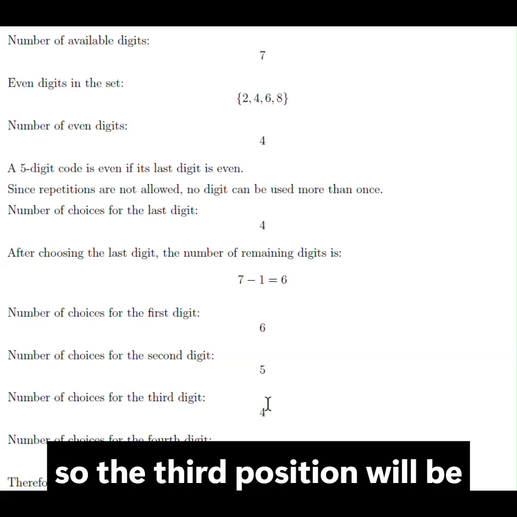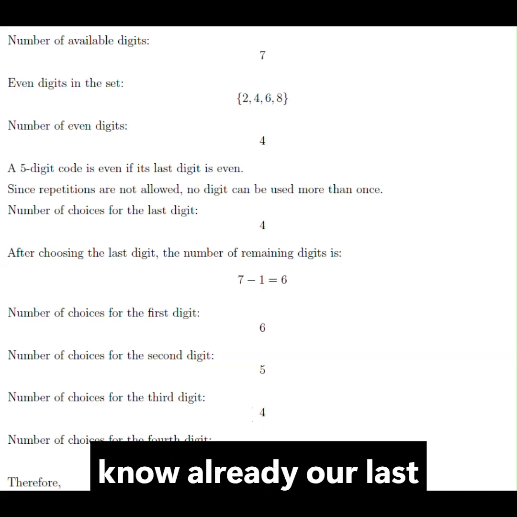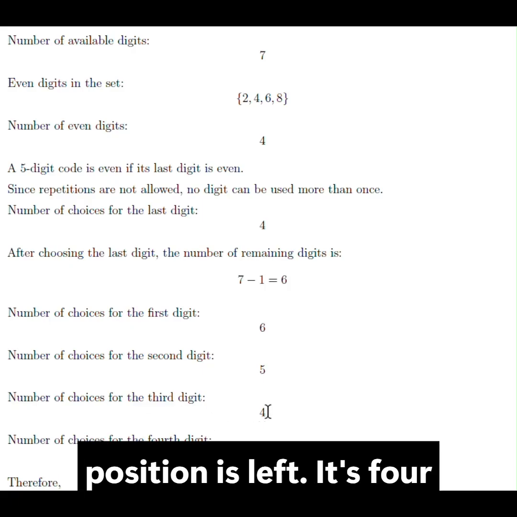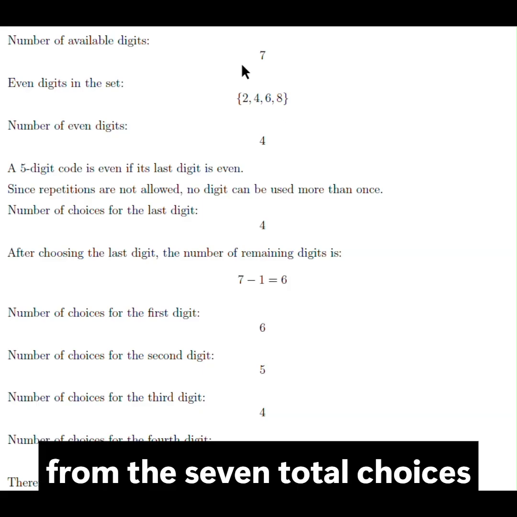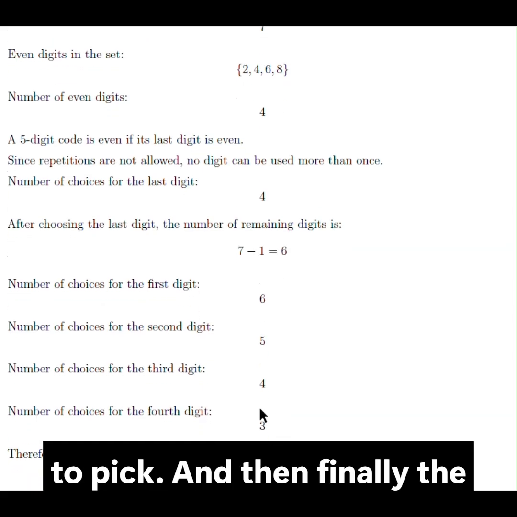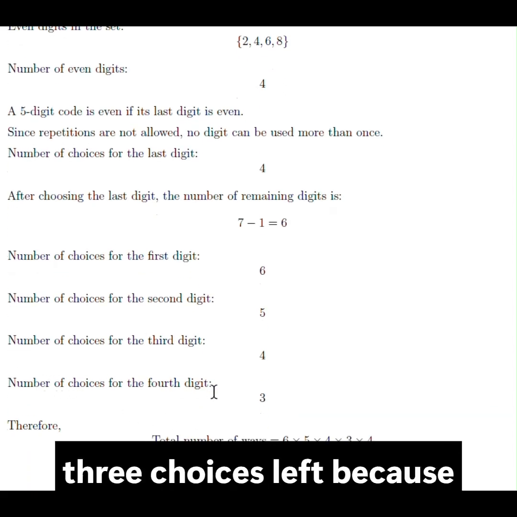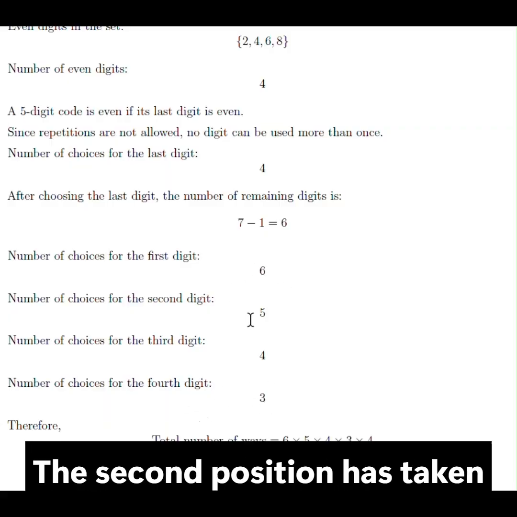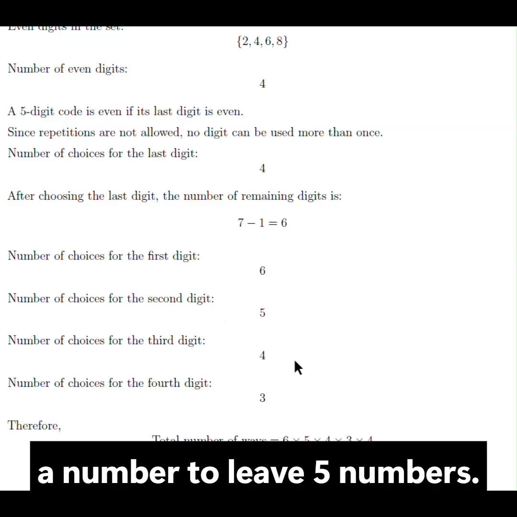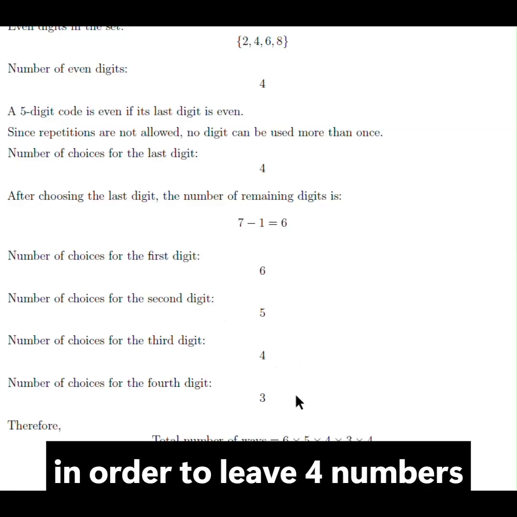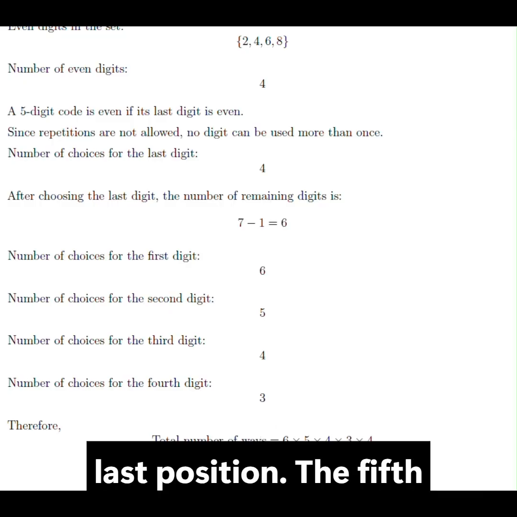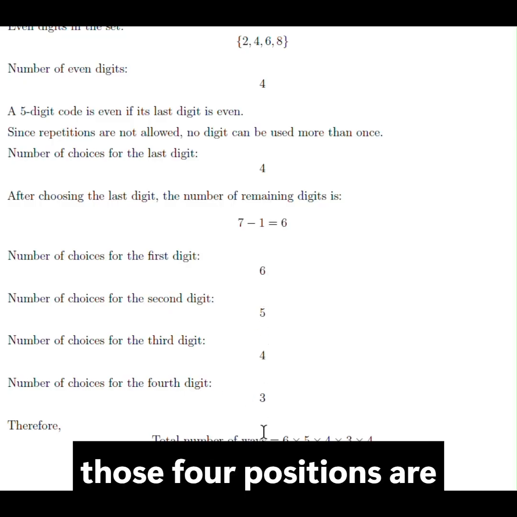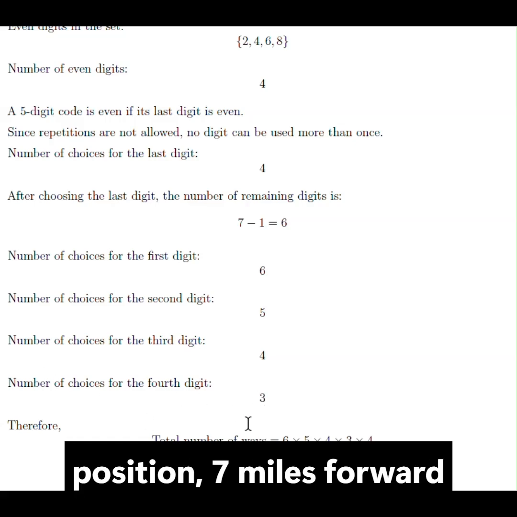And the third position, similarly, at every instance like that, the first position has taken a number, and the second position has taken a number. So the third position will be left with 7 minus 3, because we know already our last position is constant. So 3 positions are taken already, the first, the second, and the last. So the third position is left with 4 choices from the 7 total choices to pick. And then finally, the fourth position, we have 3 choices left, because the first position has taken a number to leave 6 numbers. The second position has taken a number to leave 5 numbers. The third position has taken a number to leave 4 numbers to shuffle. And remember, the last position, the fifth position, is fixed already. And then, so we're left with 7 minus 4. The first, second, third, and last. Those 4 positions are taken. So for the fourth position, 7 minus 4, we're left with 3 numbers to shuffle on.